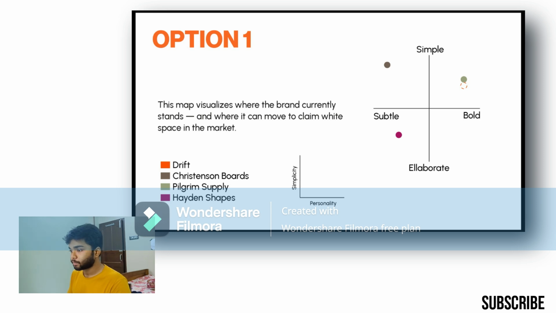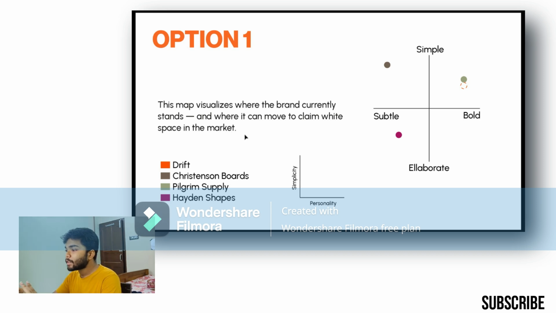So, option 1. Here, orange is for Drift, this brownish is for Christensen Surfboards, this green is for Pilgrim Supply, and this magenta is for Head and Shapes. This map visualizes where the brand currently stands and where it can move to claim white space in the market.